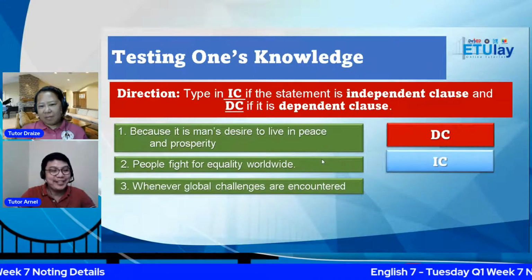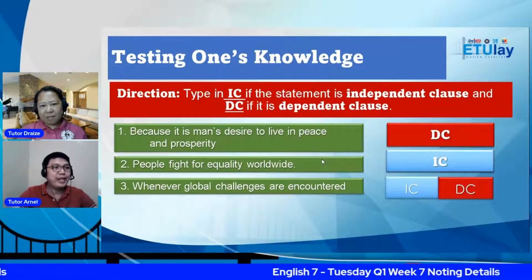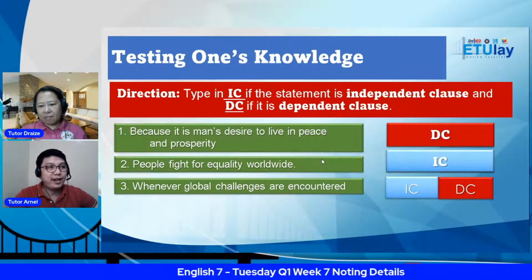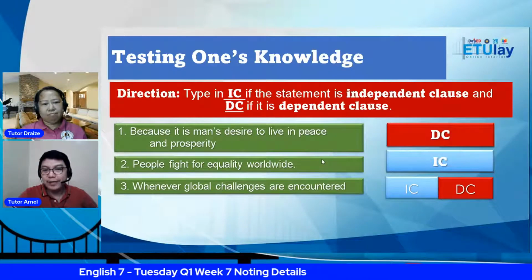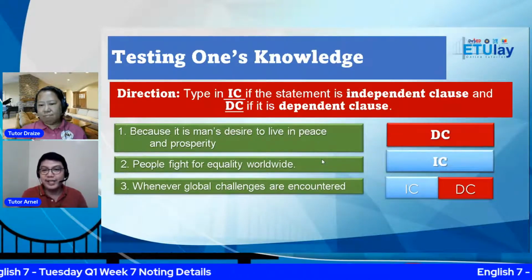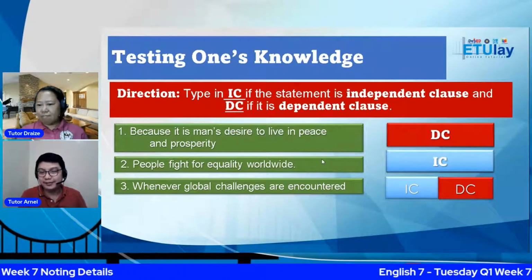All right. So let's see the third one. Whenever global challenges are encountered. Whenever global challenges are encountered. So is it IC or DC?